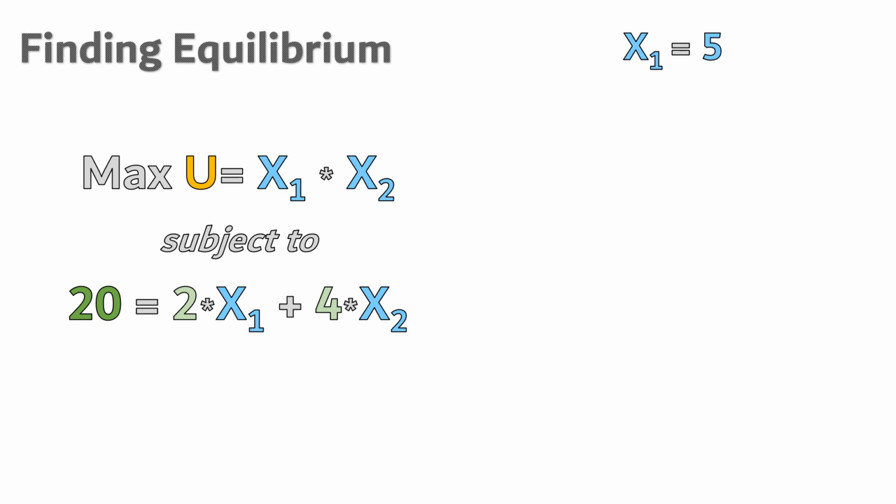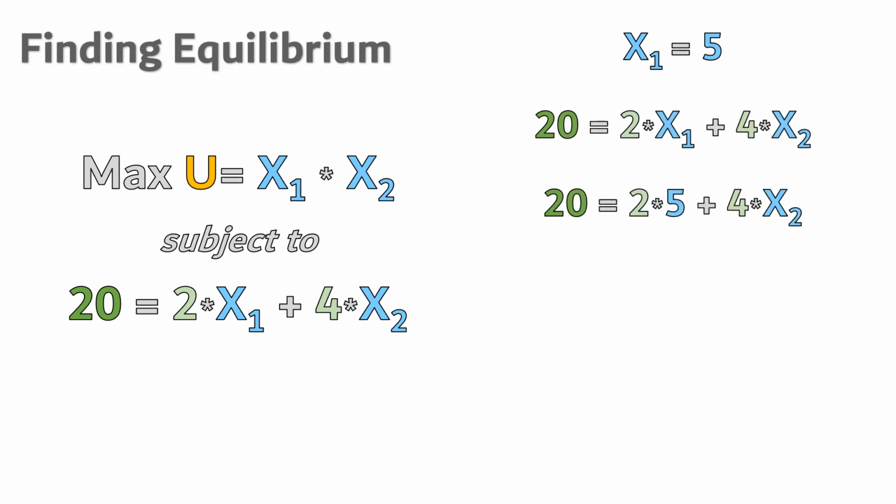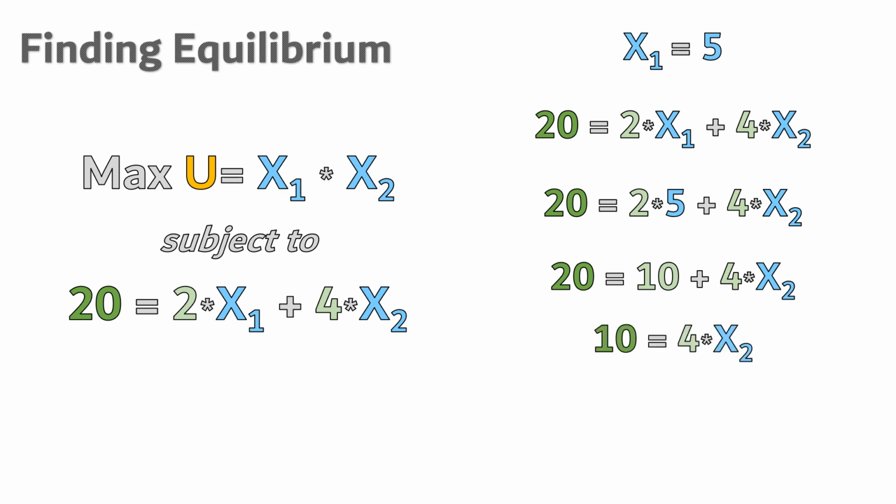To find out how much x2 they will buy, we just plug this back into the budget constraint and solve for x2. 20 equals 2 times 5 plus 4 times x2, which means 20 equals 10 plus 4 times x2. We can subtract 10 from both sides to get 10 equals 4 times x2, which means x2 equals 2.5. As foretold by our equation for x2 before, we're getting a value for x2 that is 1/2 or 2/4 of x1. This step-by-step process allows us to find the equilibrium point for the consumer when we're given their utility function and budget constraint, which is pretty neat.